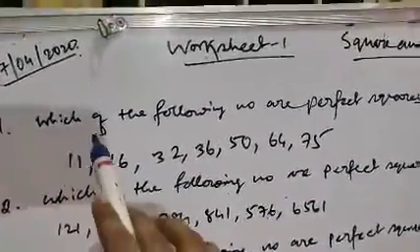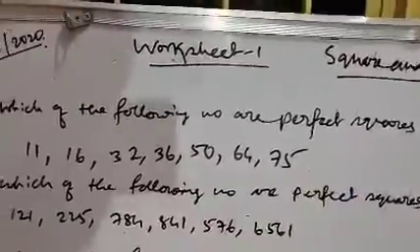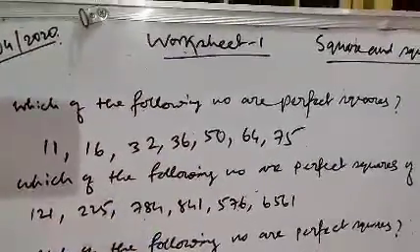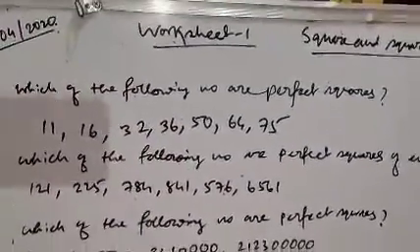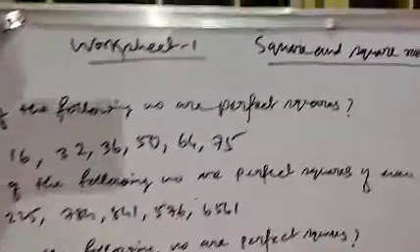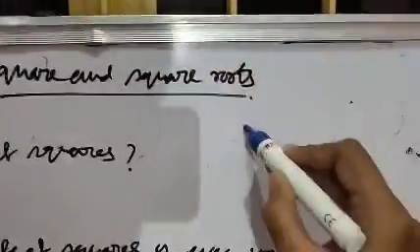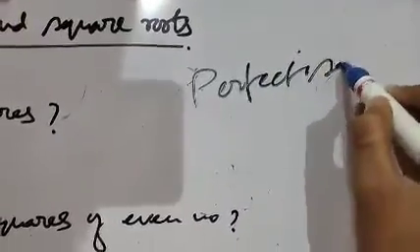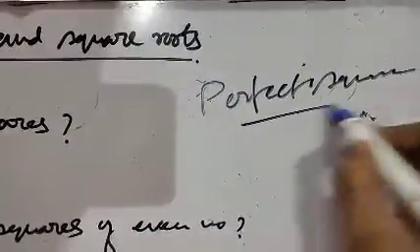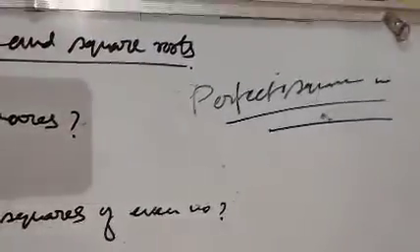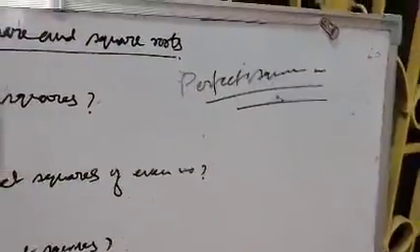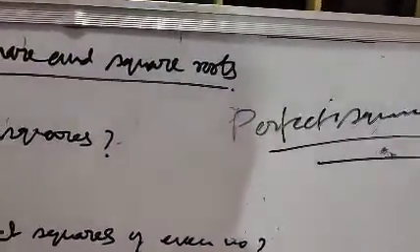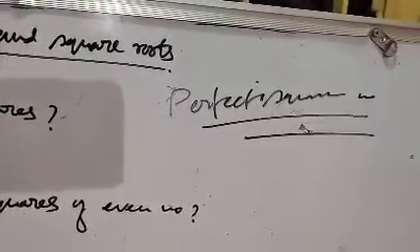The first question says, which of the following numbers are perfect squares? 11, 16, 32, 36, 50, 64, 75. Now, any perfect square number can be expressed as the product of two equal integers. This is rule number 1.